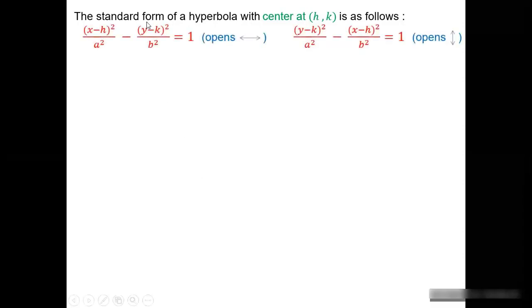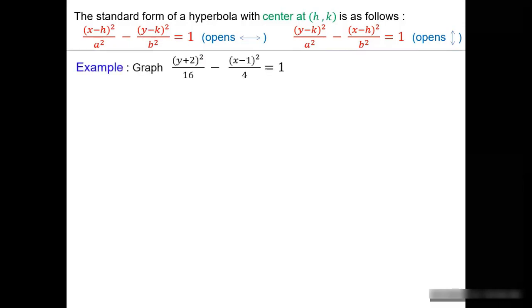So notice that the standard form of a hyperbola that has a center at (h, k) is going to be as follows here. When we look at this equation, notice the only difference is that the h and k are being subtracted from x and y. And so what this does is it moves the center somewhere other than the origin. But the way that we graph is going to be exactly the same process as we just did on the prior example.